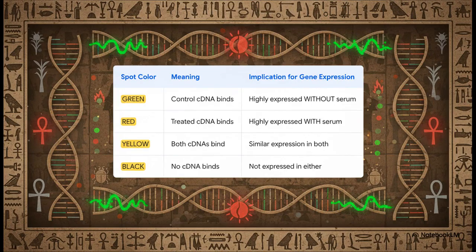Now this slide, this is your cheat sheet for the final. Seriously, you absolutely have to know this color code. If a spot is green, it means that gene was way more active in your control cells. If it's red, it was more active in your treated cells. Yellow means it's pretty much expressed at the same level in both. And if a spot is black, well, that gene isn't really on in either condition.